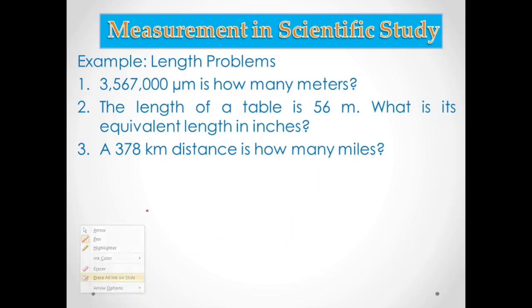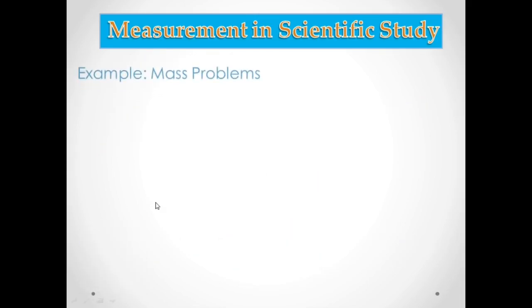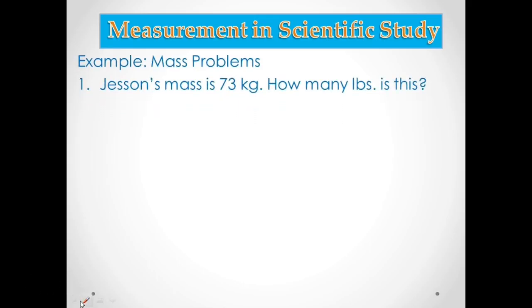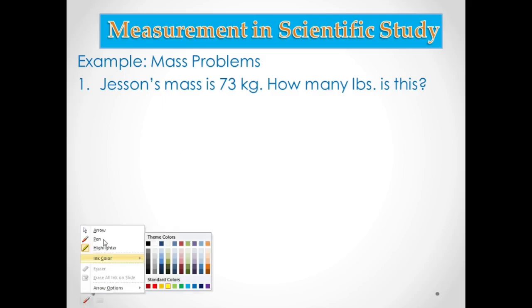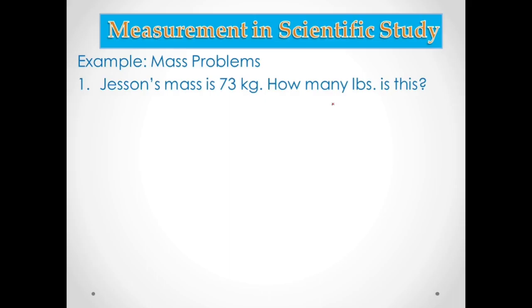Now let's move to example problems in mass. For example, Jason's mass is 73 kilograms. How many pounds is this? So you need to have a conversion from pounds to kilograms or kilograms to pounds. And we know that 1 pound is actually 0.4536 kilograms. Then you will use this conversion to convert kilograms to pounds.